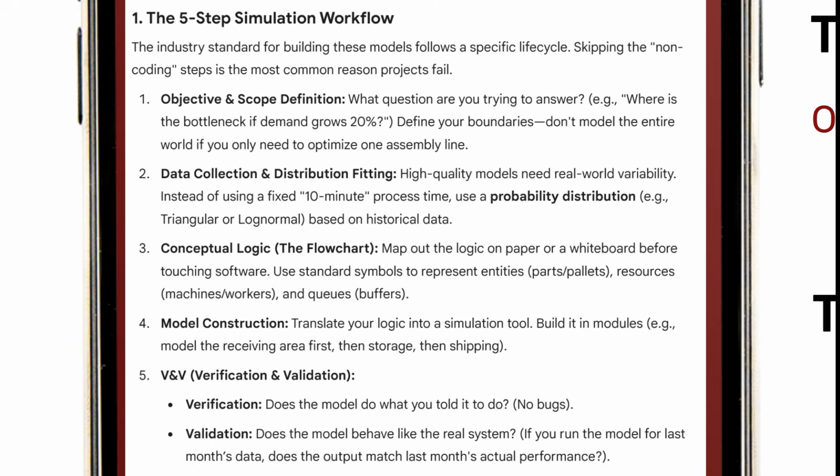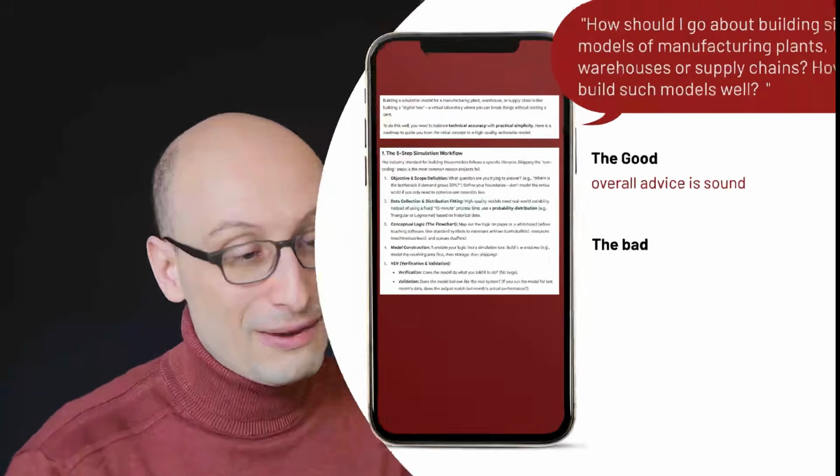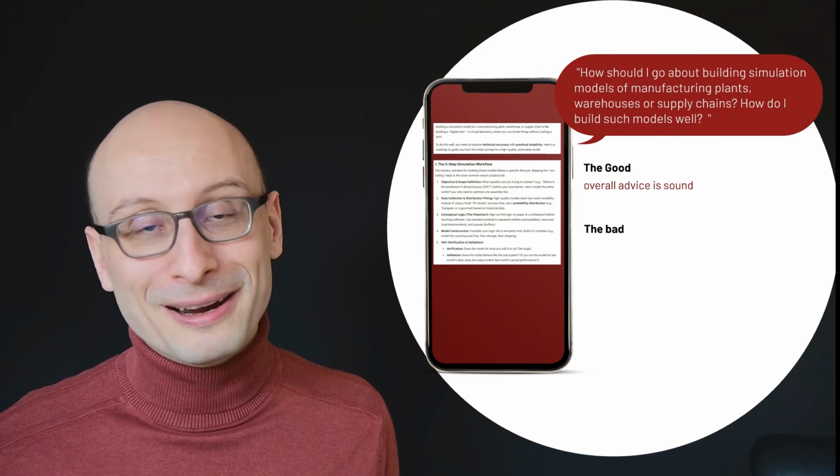It really depends. But then it gets much worse. You don't, as a second step, do the data collection. You don't, as a third step, map out the logic on paper or whiteboard. You don't then, and this is the worst advice, step number 4, translate that logic into a simulation tool. And you don't, as a last step, do V&V. Everything here is completely wrong.